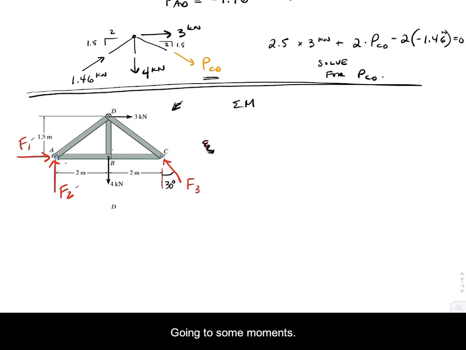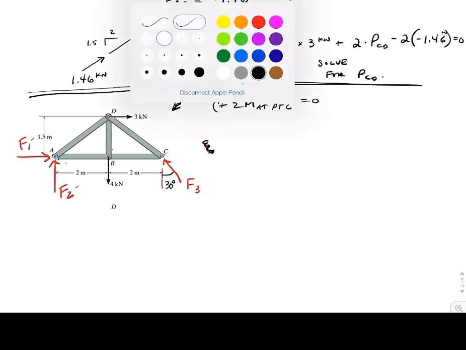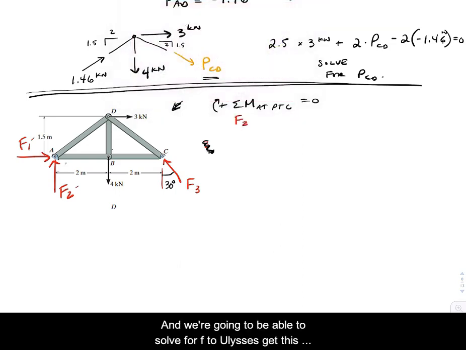So we're going to sum moments at point C. That equals 0. I'm going to go clockwise positive, and we're going to be able to solve for F2. And let's just get this in there.